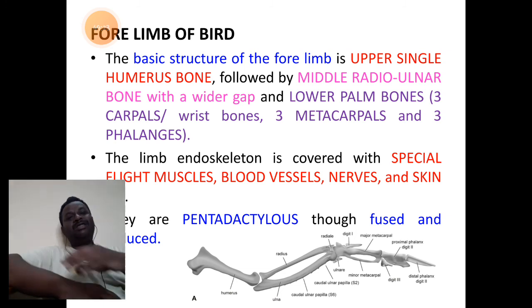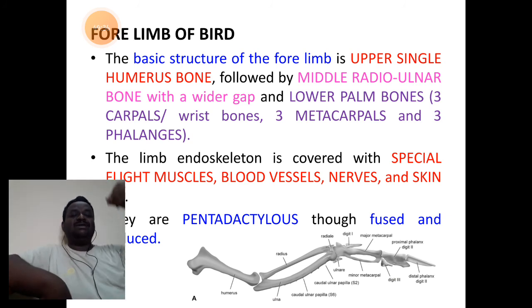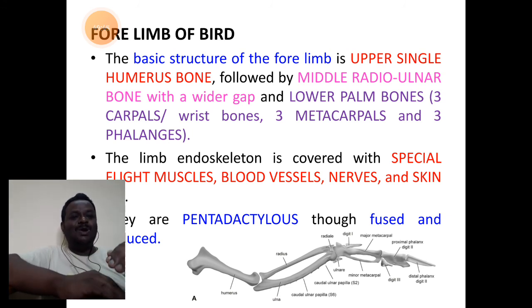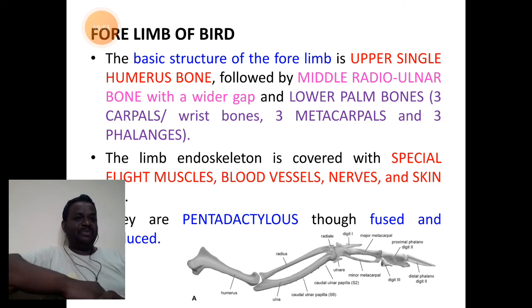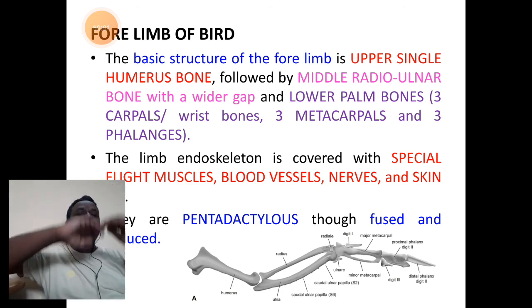So, the forelimb or the wing structure, when we look at, it has internally a single upper bone of humerus, then lower arm consisting of radio-ulnar bone, and these radio-ulnar bones are separated with a wider gap in between. Coming on to the carpal number, it is 3, metacarpal number is 3, phalanges are also 3. So, the number of carpals, metacarpals and phalanges got reduced to 3. And they are covered over by special kind of flight muscles which assist the animal to exhibit the flight.